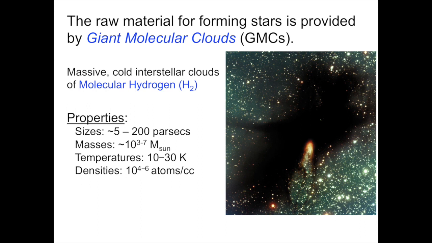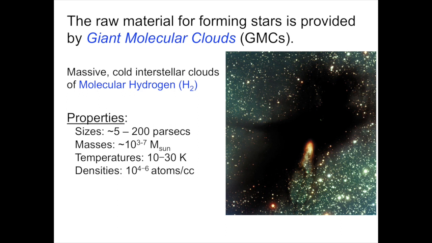The properties of these are that they have sizes between 5 and 200 parsecs, masses that range anywhere from 1,000 up to 10 million times the mass of the Sun, but are very cold. The temperatures in these gas clouds, measured from the motions of the atoms and molecules in the cloud, are only between 10 and 30 degrees Kelvin, 10 or 30 degrees above absolute zero. The densities are anywhere from 10,000 to a million atoms per cubic centimeter.